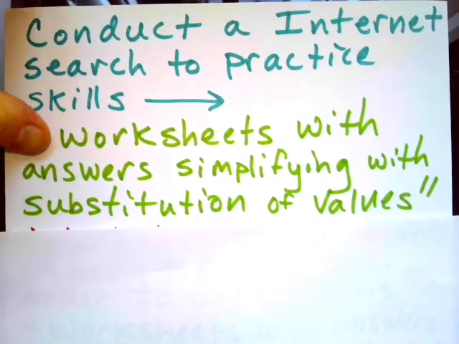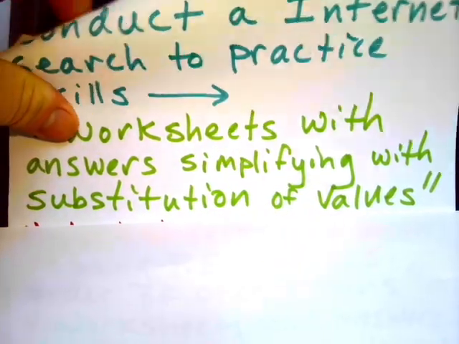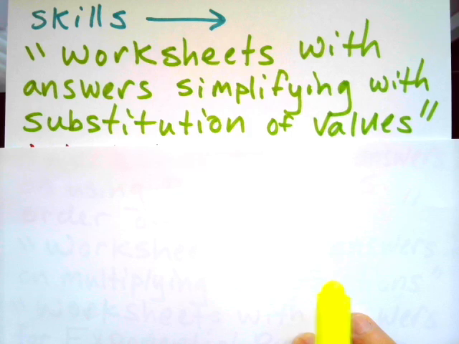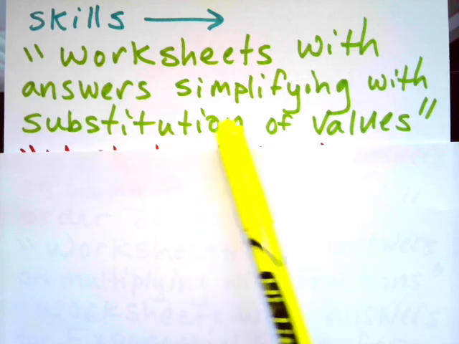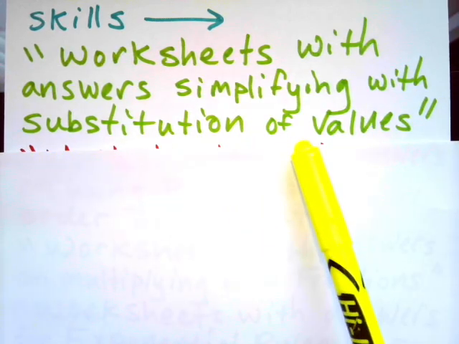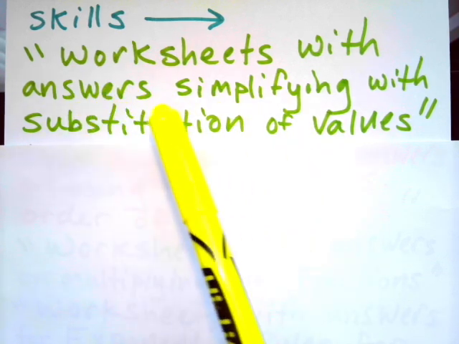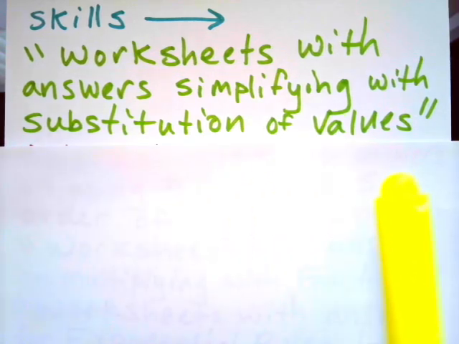All right, so you can go ahead and conduct an internet search to practice your new skills that you've learned. This is what you would want to put in any internet search in order to practice your new skills: worksheets with answers, simplifying with substitution of values. You want practice worksheets with answers so you can determine if you're doing it right or wrong. And if you're doing it right, you just keep doing it right. If you're doing it wrong, check your steps clearly to see, oh, I made that mistake. I don't want to do that again.